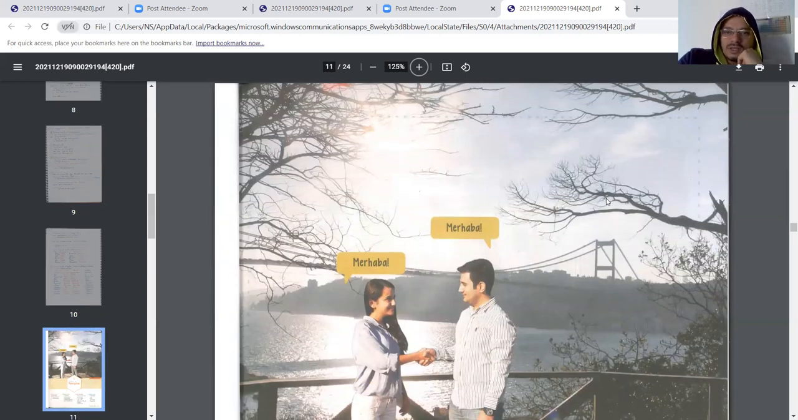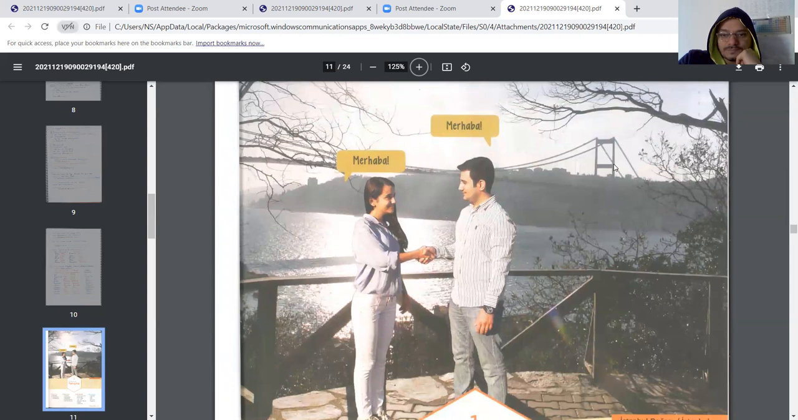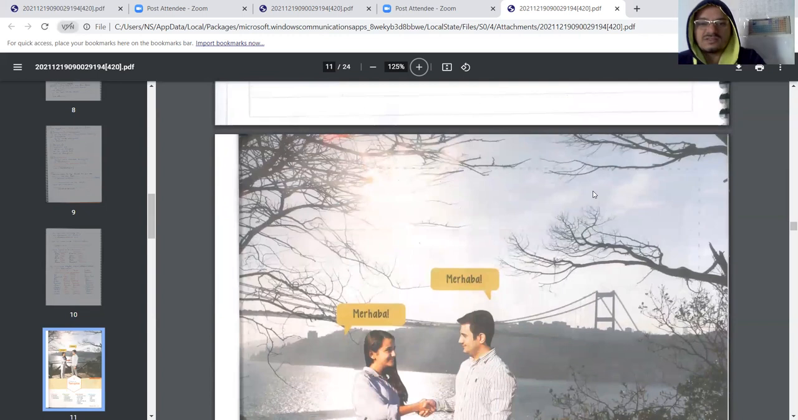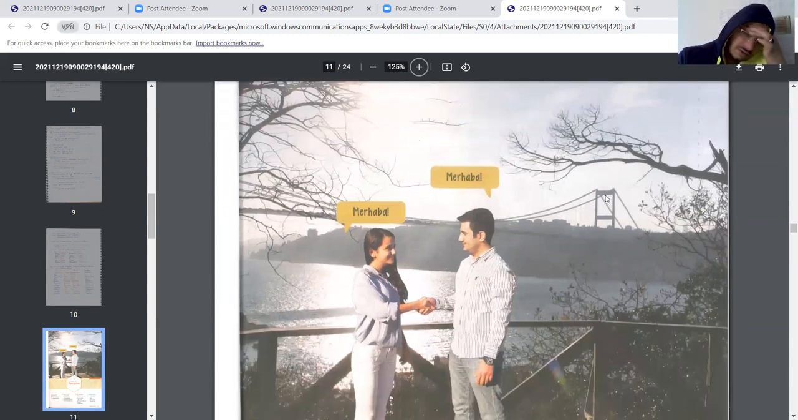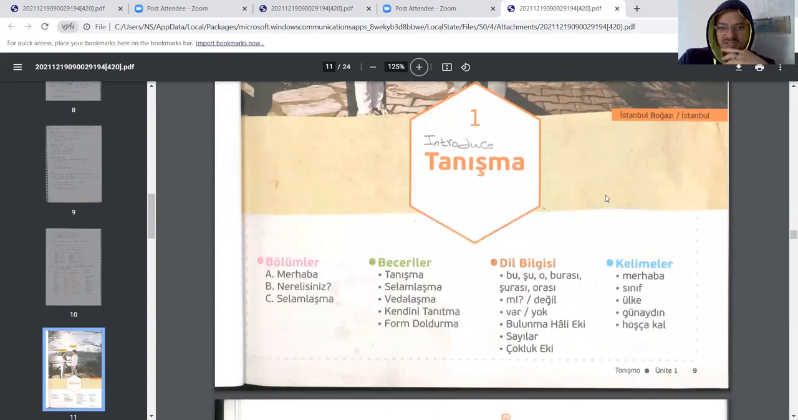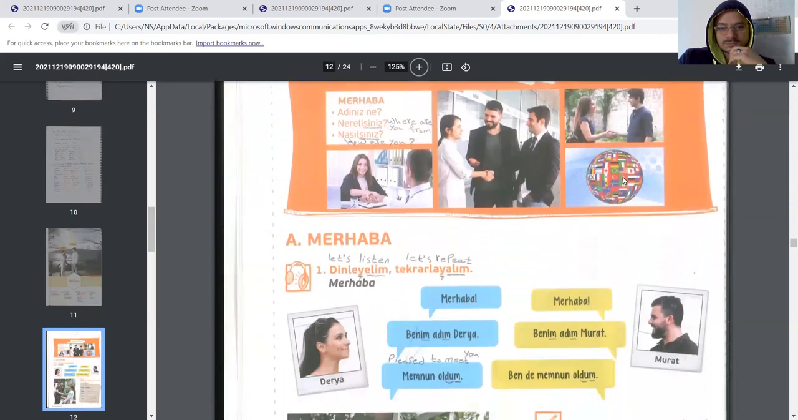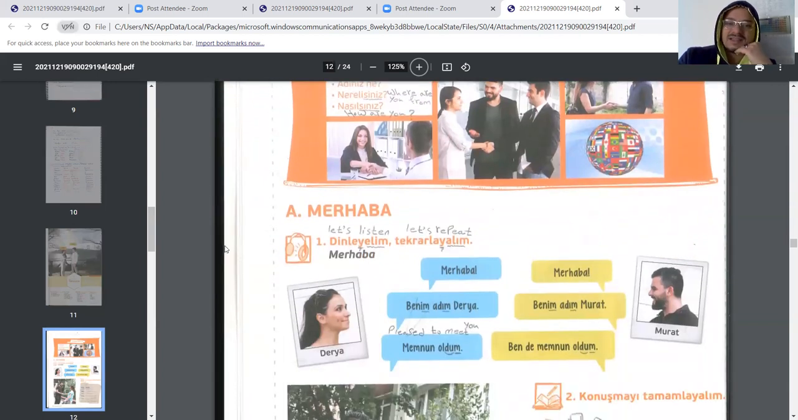Now, let's go to tanışma, introduce. This is the first page in the Yunus Emre book, the Ders Kitabı. Let's say dinleyelim, like we learned before. That means let's listen. Tekrarlayalım, let's repeat. Merhaba, merhaba. Here, H is silent. Silent in Turkish means sessiz.